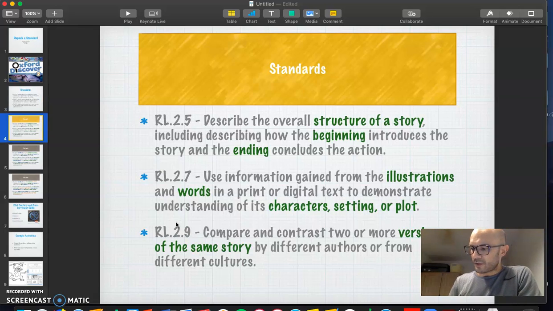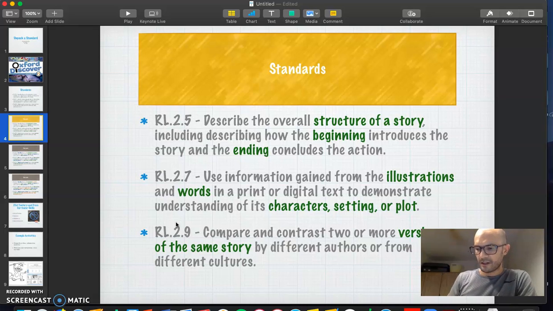If we look at the content of the standards, for RL 2.5, we're looking at the structure of a story, specifically the beginning and the ending. RL 2.7, we're looking at the illustrations and words to identify character, setting, or plot. And then RL 2.9, we're looking at different versions of the same story.